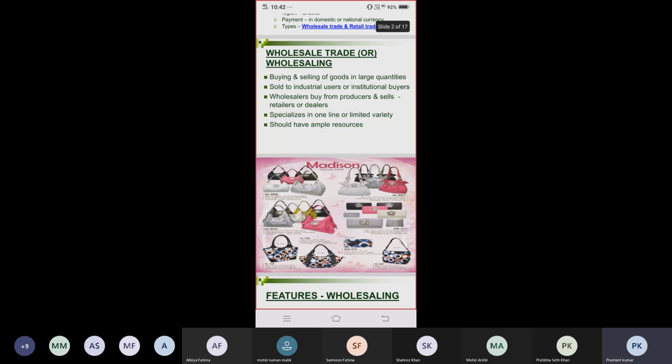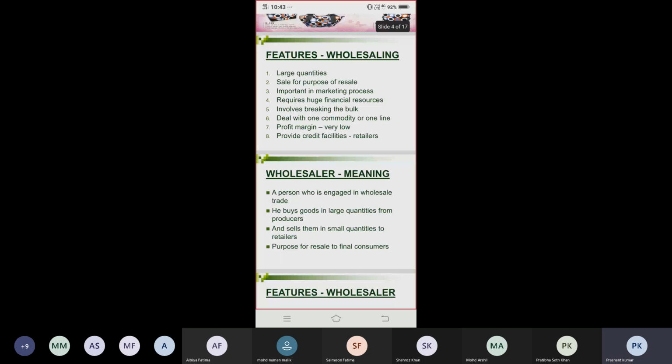Features of wholesaling are: large quantities, sale for the purpose of resale, important in the marketing process, requires huge financial resources, involves breaking the bulk, deals with one commodity or one line, profit margin very low, provides credit facilities to retailers. Wholesaler meaning: a person who is engaged in wholesale trade.